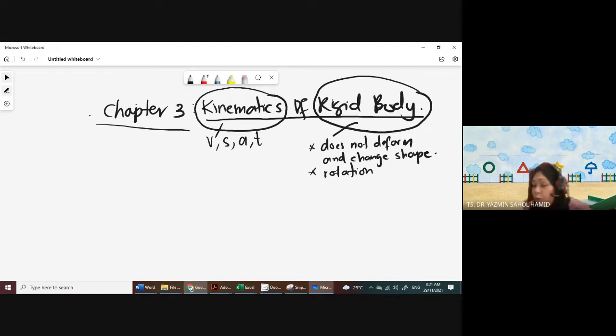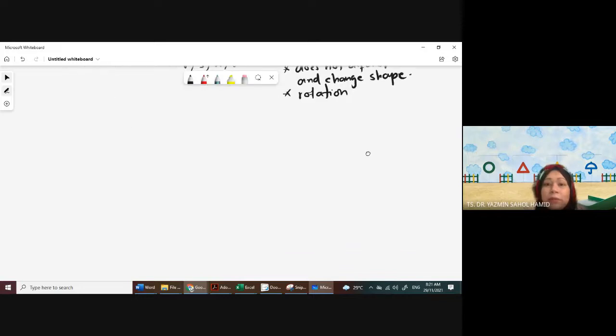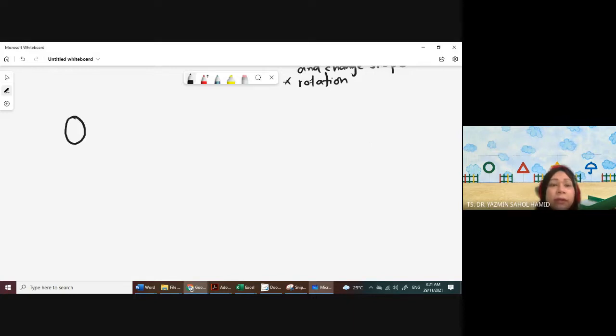Basically, there are a number of types of examples that I would like to show you. Let's assume that this is our rigid body. It can be any form. Let's say it can be a tire or a wheel, so I'm just drawing a circle. This is our rigid body and it moves in a straight line to a different position.